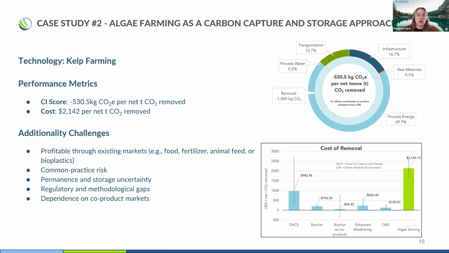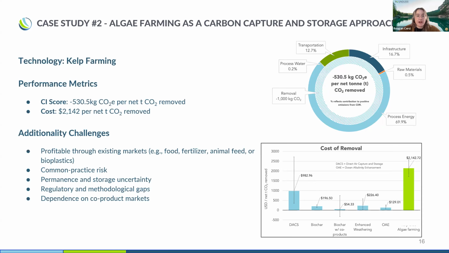So there are also some additionality challenges and things that we're checking for in something like kelp farming. So we want to make sure that it's not already profitable through existing markets. So oftentimes in kelp farming, you're harvesting a good portion of the kelp and using it for a food, a fertilizer, animal feed, or even quite commonly bioplastics. So if there's a significant amount of revenue coming through those streams, then it might not meet the additionality requirements.